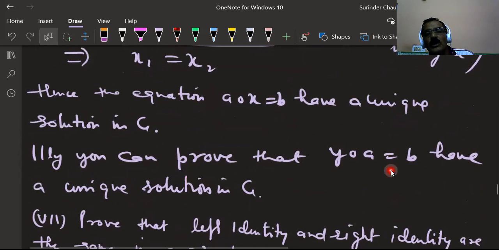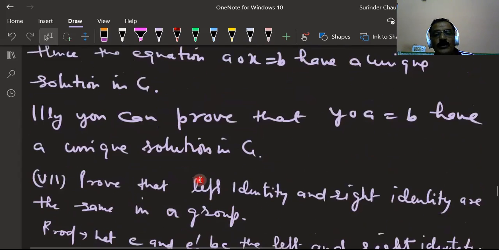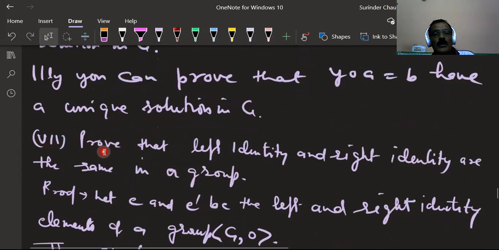Similarly, you can prove for the equation Y composition A is equal to B that a solution of this equation exists and that it is unique. Now the next property is to prove that the left identity and right identity are the same in the group.